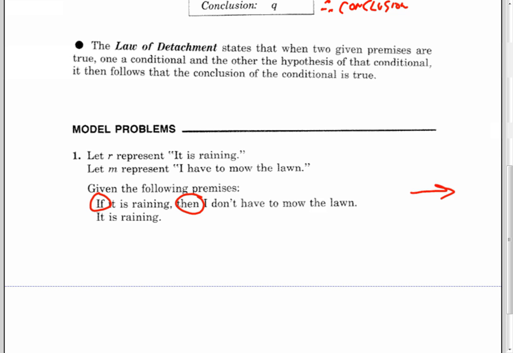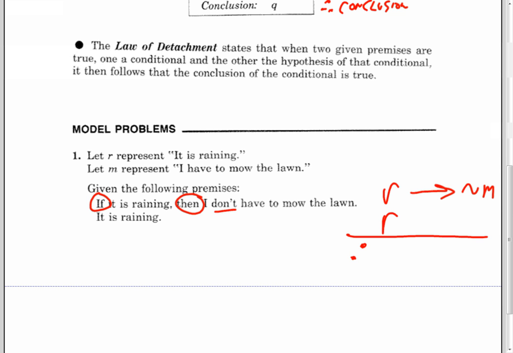They're telling me that R represents raining. How about I don't have to mow the lawn? Inverse. Let's say negation M. Inverse is used for an entire statement, or for one clause we'll say negation of M. It is raining. So we're writing R again. There's your premise bar.